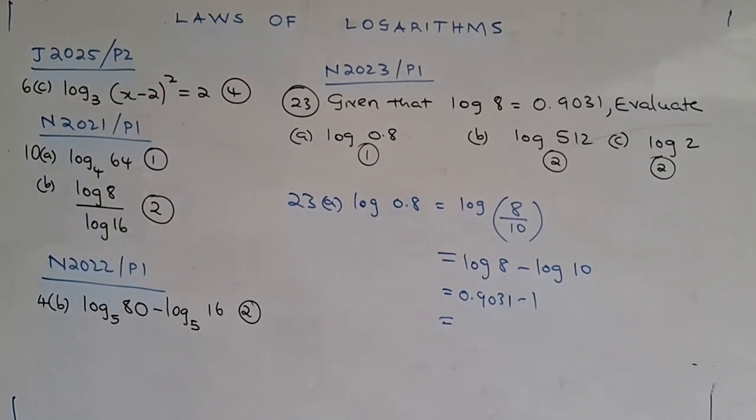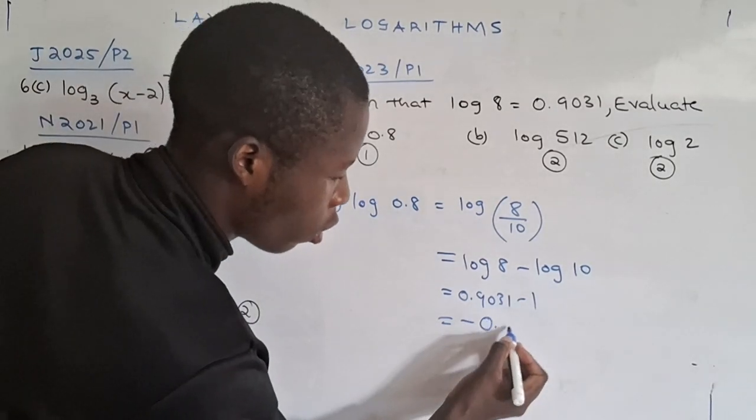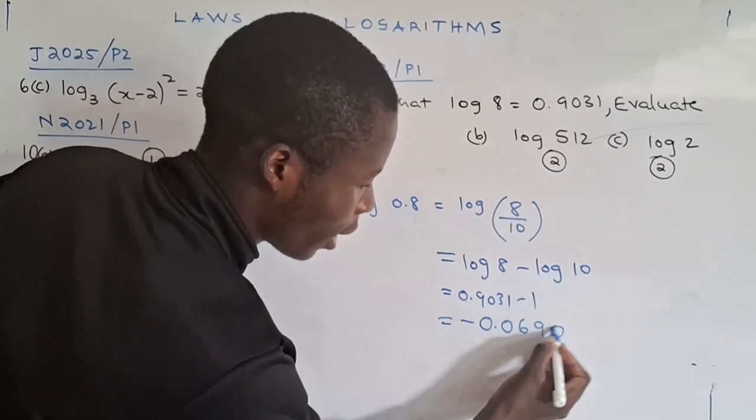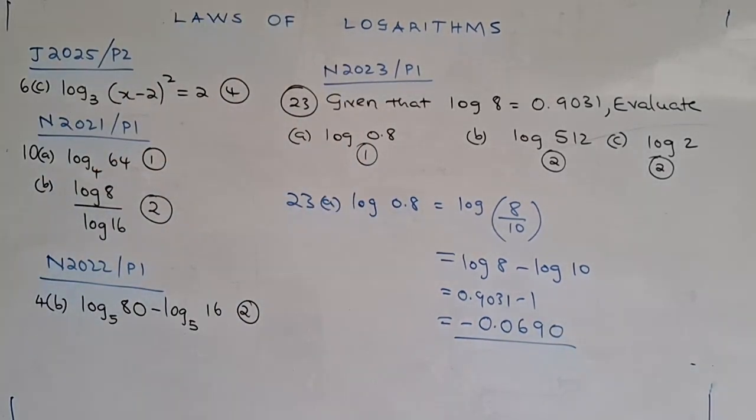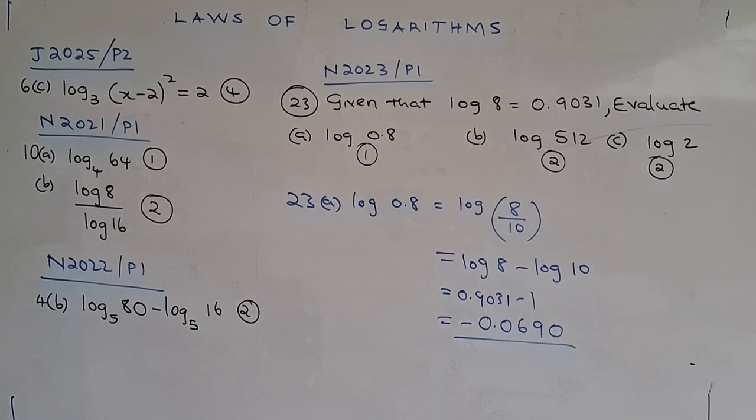So what is the answer? You can subtract now: 0.9031 minus 1. What is the answer? The answer is minus 0.0690. This is the final answer, negative 0.0690. Let's move on to B.